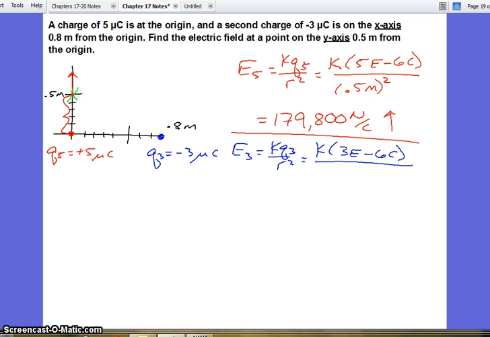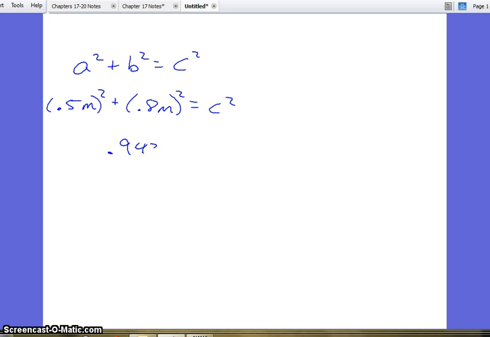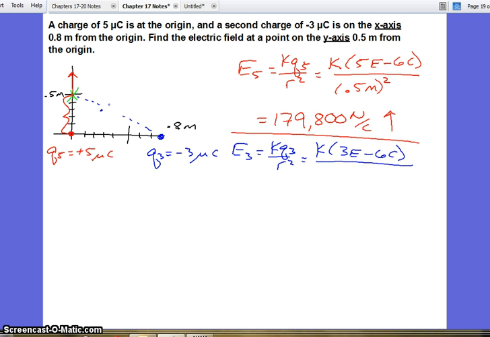Now my distance, though, I'm going to have to get using the Pythagorean theorem. So Pythagorean theorem says a squared plus b squared equals c squared. And the two sides were a half and 0.8. And so I get 0.943 meters for that distance. So this distance here is 0.943 meters. Don't forget that that has to be squared for your distance.